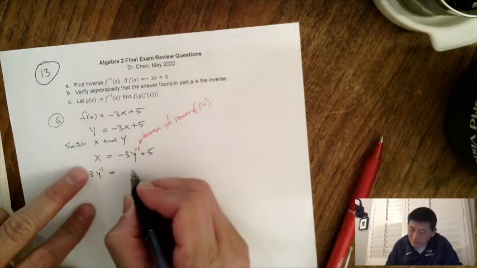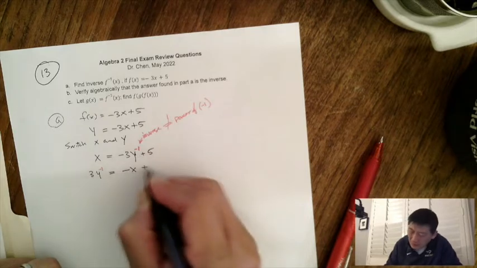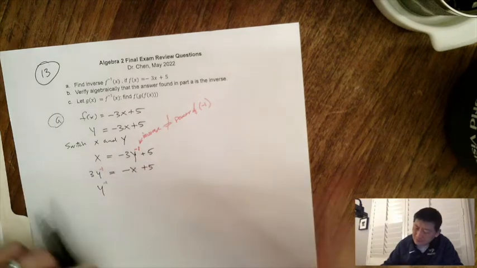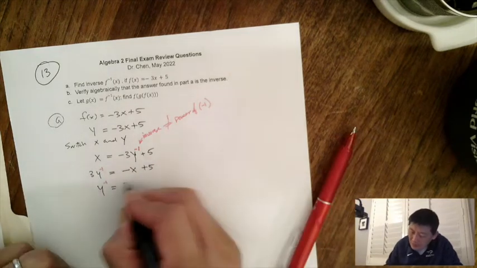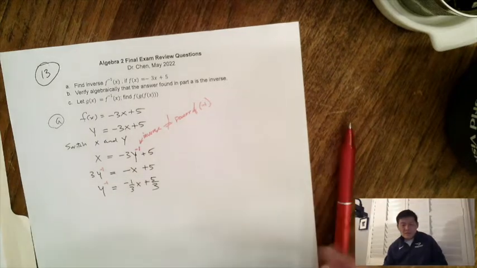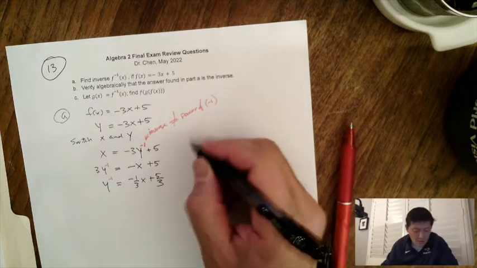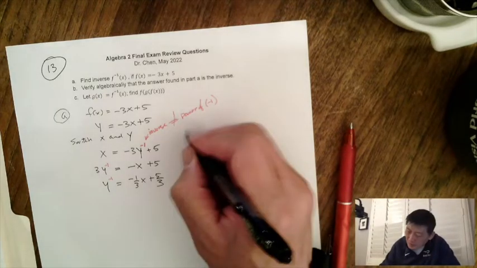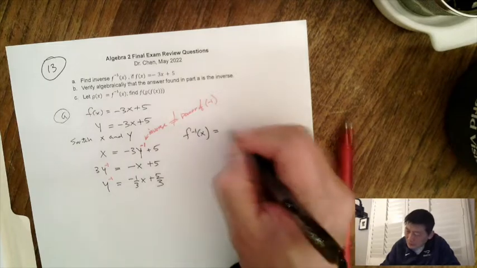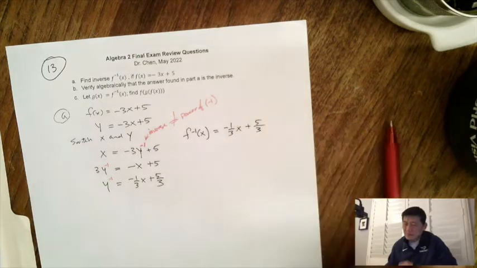And then move the x to the right side, and we end up with negative x plus 5. So y inverse is negative 1/3 x plus 5/3, right? So that's our equation. So then I can think of it as f inverse is negative 1/3 x plus 5/3. Okay.